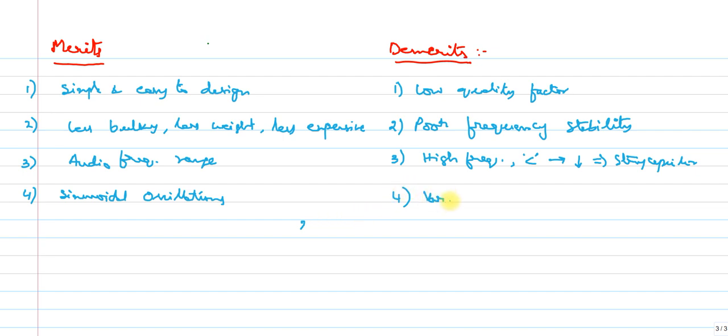For variable frequency, I have to change all capacitors, keeping all parameters constant. That means A should be constant, beta should be constant, A beta should be constant. But if you want to do it frequently, it is very difficult. So these are the merits and demerits of RC phase shift oscillator.